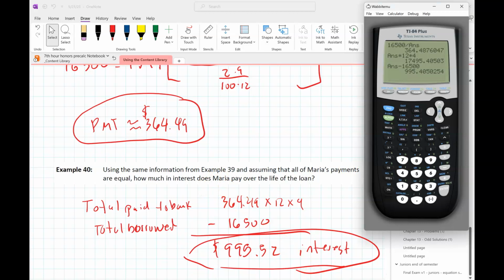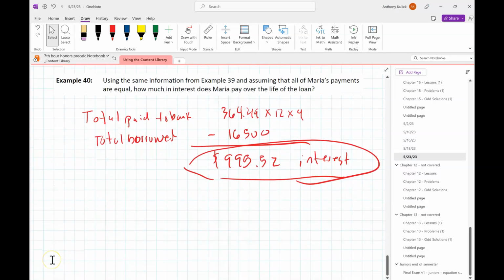What if I asked how much in total did she pay for the car? You got that. Add the down payment to that 17,000 number. So the car ended up costing $19,495 and some pennies because I had to borrow the money to pay for it. What do you guys think? Pretty okay? All right.